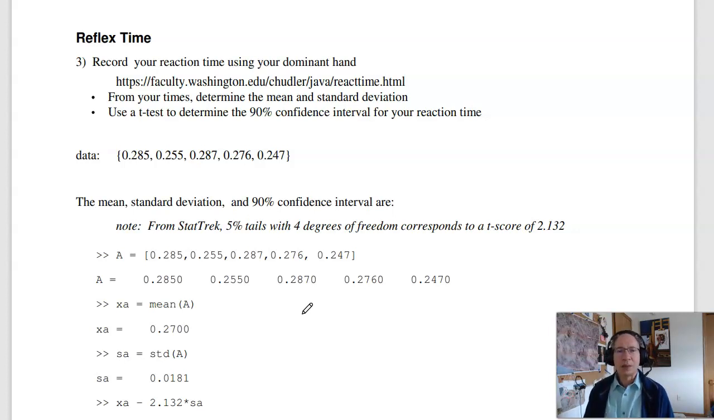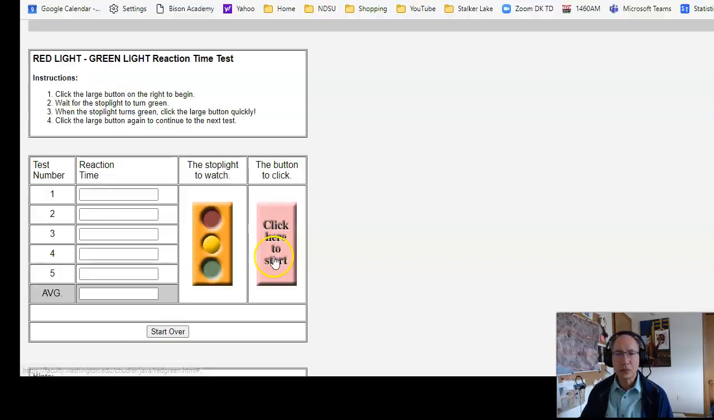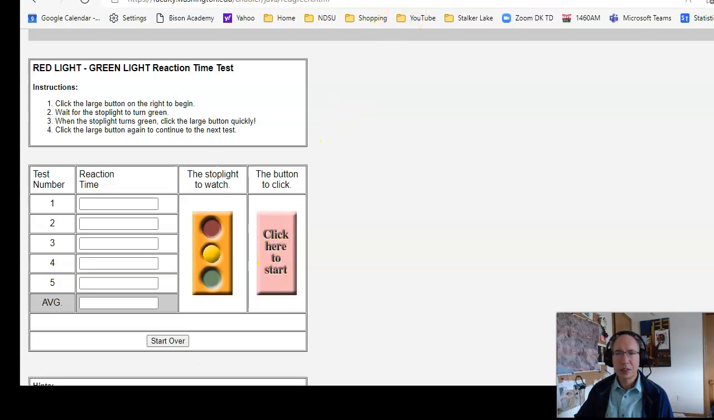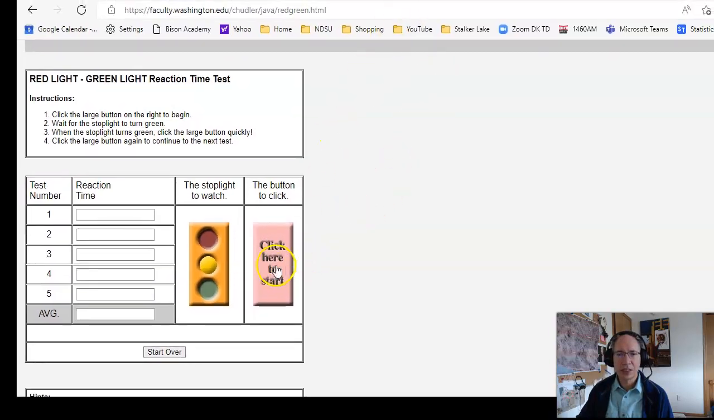Problem 3. If you go to this website, it will let you check your reflex time. For example, you do this. Bring it down so you can see the link. Start the game, wait for the light to turn green. When it does, I click the button. Do it a second time, wait for it to turn green. So you get your reaction times.